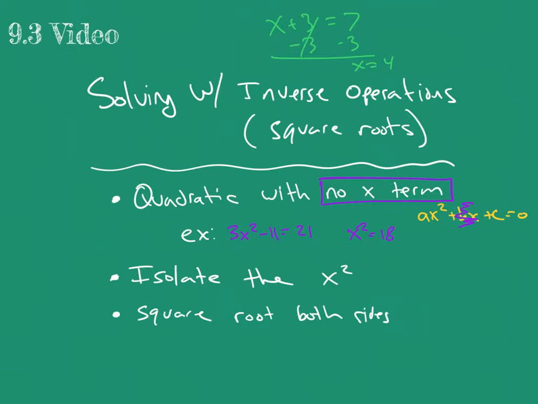So our job in these is basically going to be two steps. We're going to try to isolate the x squared, and then we're going to square root both sides. Square root both sides. All right, let's try a couple.